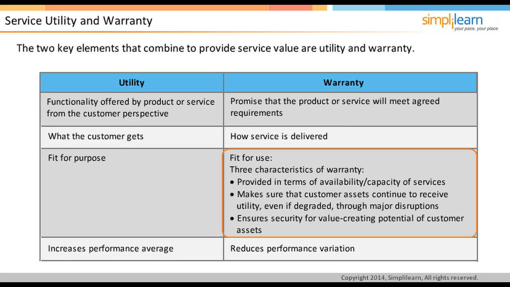There are three characteristics of warranty. Firstly, warranty should be provided in terms of availability and capacity of services. Secondly, warranty makes sure that customer assets continue to receive utility, even if degraded, through major disruptions. Finally, warranty ensures security for the value-creating potential of customer assets. Utility increases performance average, whereas warranty reduces performance variation.